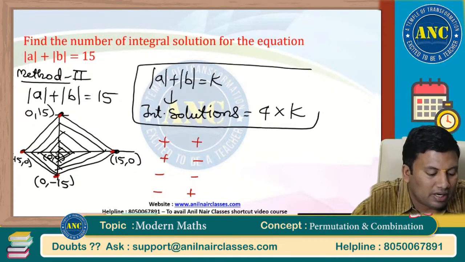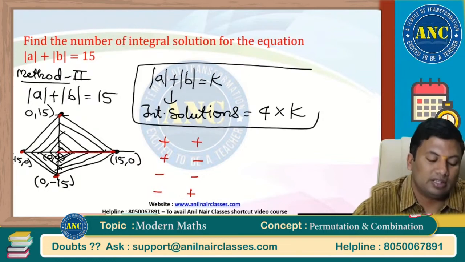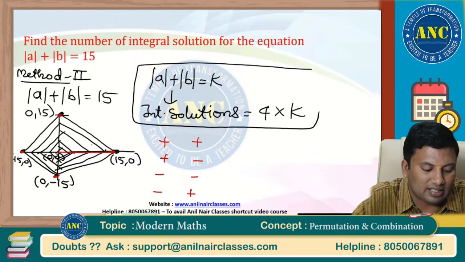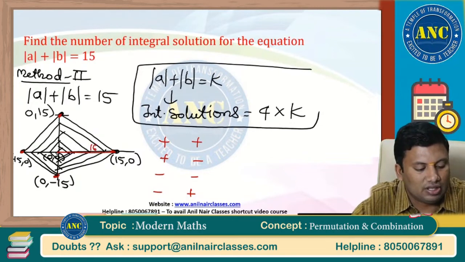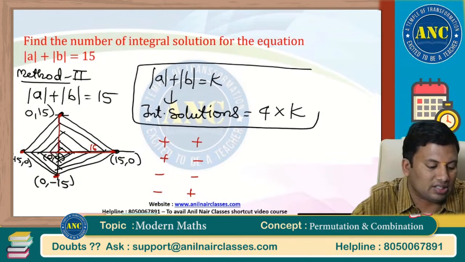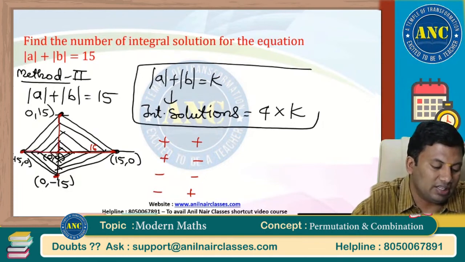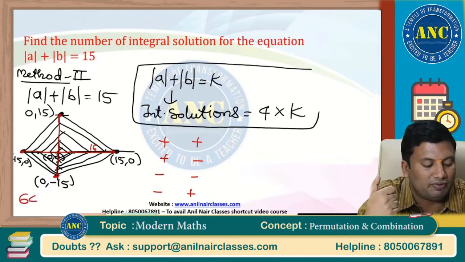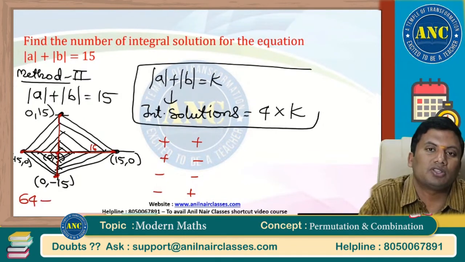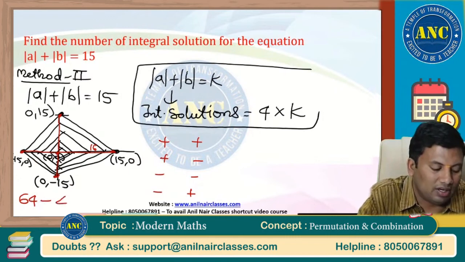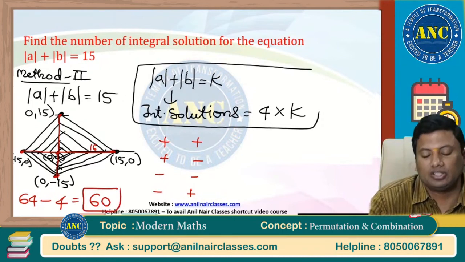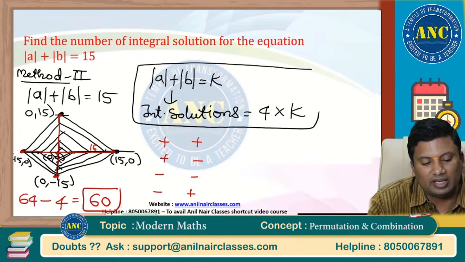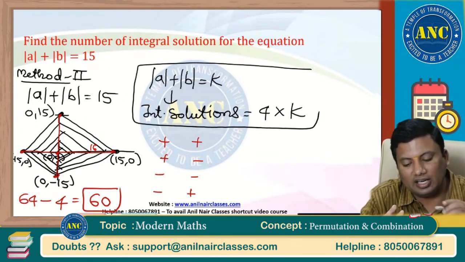Or you can look at it like this. From 0, 0, if I am traveling to 15, 0 to 15, how many cases are there? 16 cases. Total 64 cases. In that one, 0 comma 0 is added 4 times. That will not satisfy the equation. 64 minus 4, it is nothing but 60. Idea, it is clear, right?